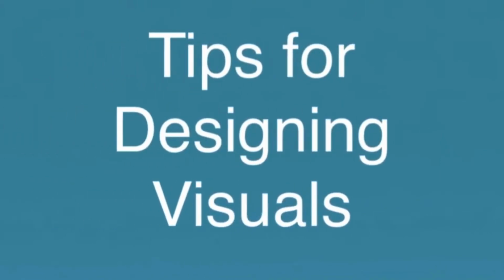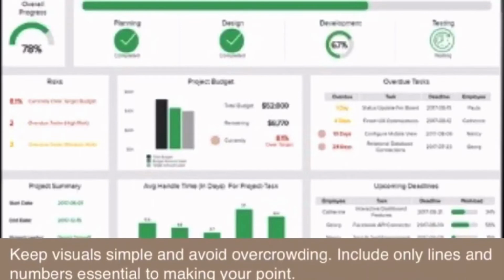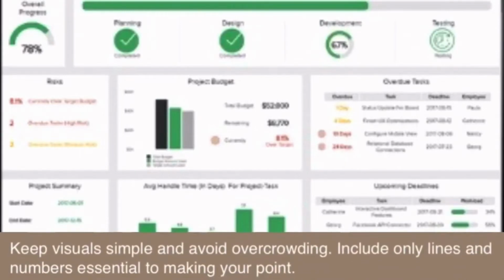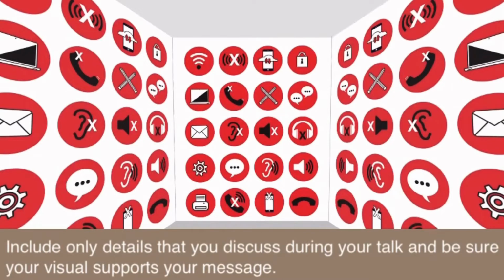Tips for designing visuals. Keep visuals simple and avoid overcrowding. Include only lines and numbers essential to making your point. Include only details that you discuss during your talk and be sure your visual supports your message.